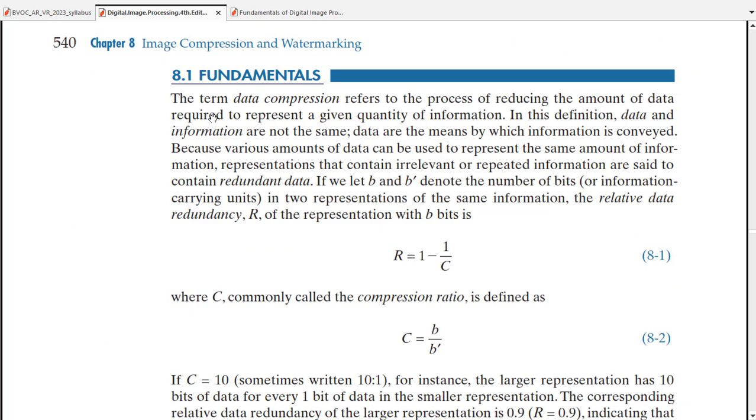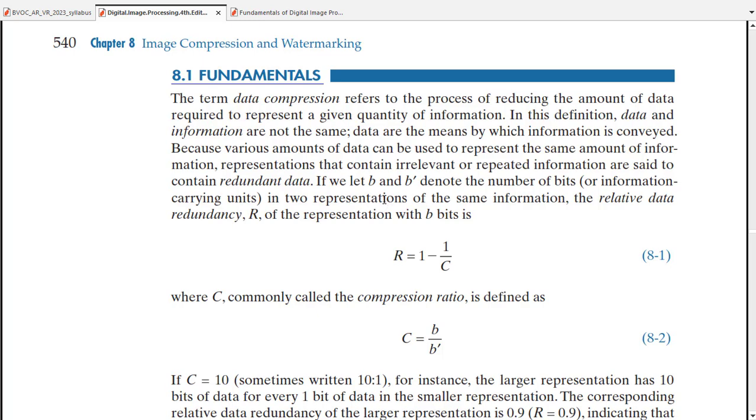First of all, the term data compression refers to the process of reducing the amount of data required to represent a given quantity of information. In this definition, data and information are not the same. Data are the means by which information is conveyed, because various amounts of data can be used to represent the same amount of information. A representation that contains irrelevant or repeated information is said to contain redundant data.